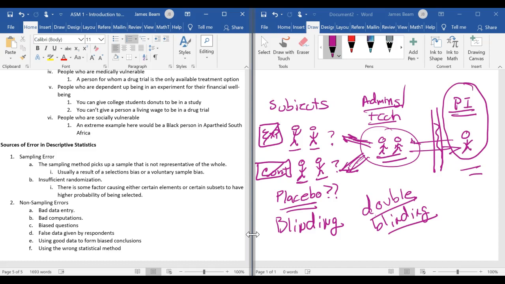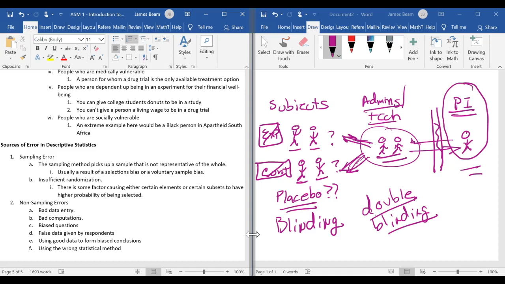Biased questions we addressed a little bit earlier, but any question that has a bias in it can lead you to massively corrupt data. False data given by respondents. People lie about all kinds of things. That's a typical interesting thing to happen.